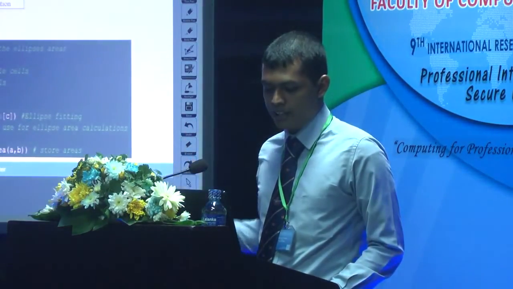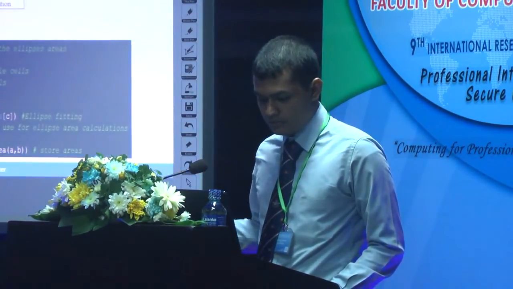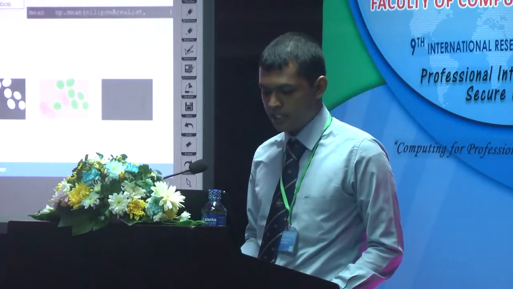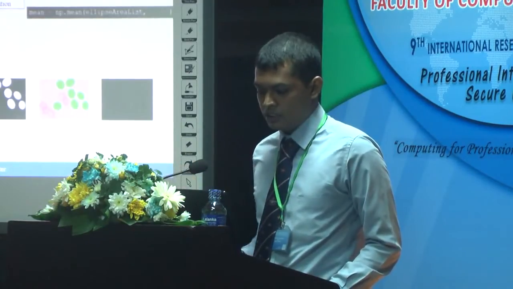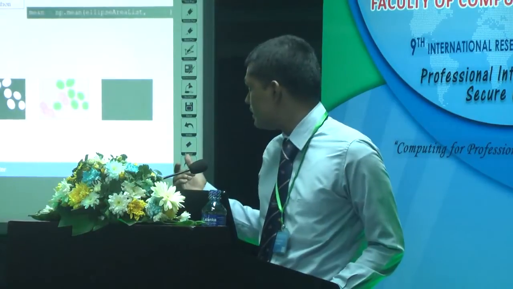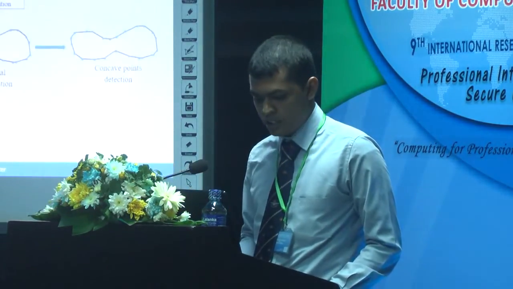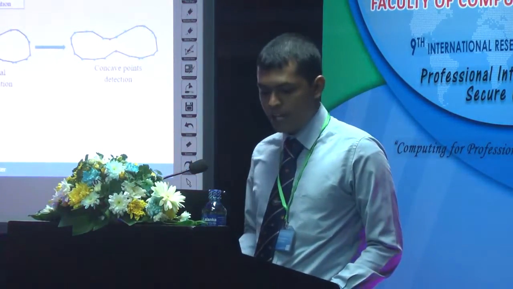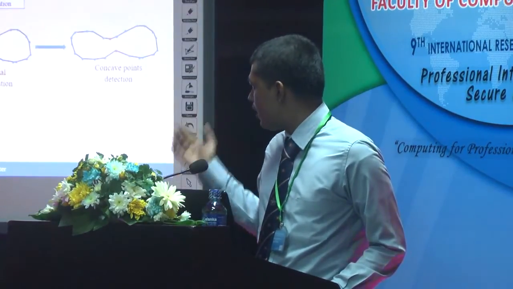In our algorithm we declare three arrays to store ellipse area, and based on the ellipse area we segment the cells. First of all we calculate the mean using the ellipse area list, and identify single cells and also touching cells. Then, to segment the touching cells, we apply concave points. We have to find the concave points.